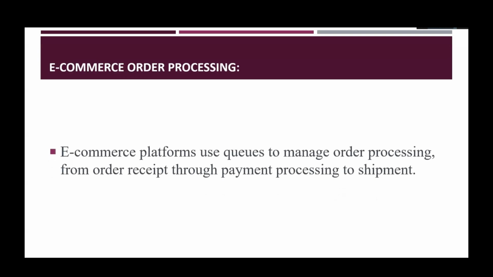E-commerce order processing. In today's generation, we are using e-commerce platforms very fast. Here the order is processed depending upon the order receipt, through the payment process, to the shipment. Here also we use the queue, because whenever you go to Amazon or Flipkart, we place the order. After that, we go for payment. If you have done the payment, then only your shipment is going to be processed. Without payment, it is not going to be processed, whether it is cash on delivery, online transfer, net banking or anything. According to that, it is processed. Here also, the queue is used for order processing.